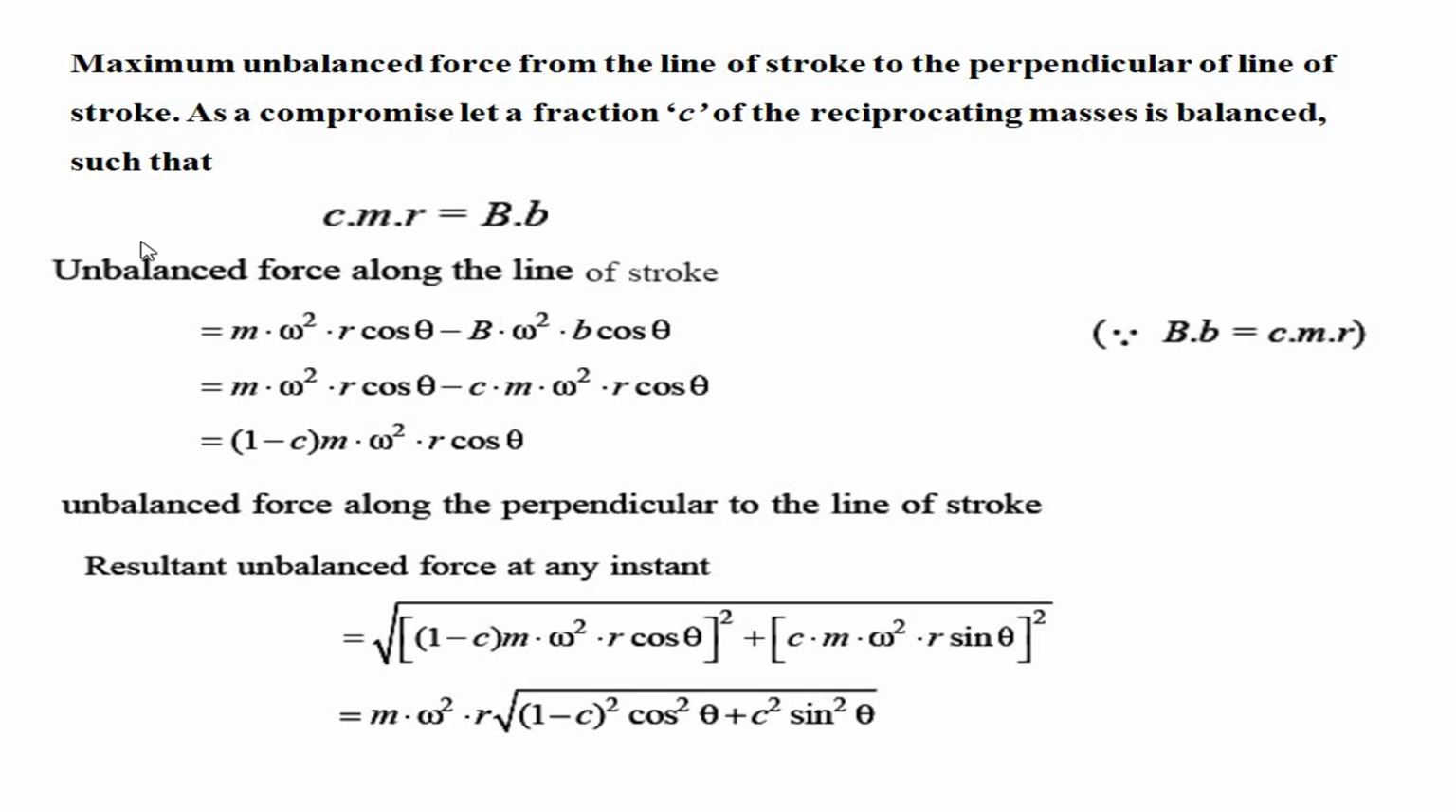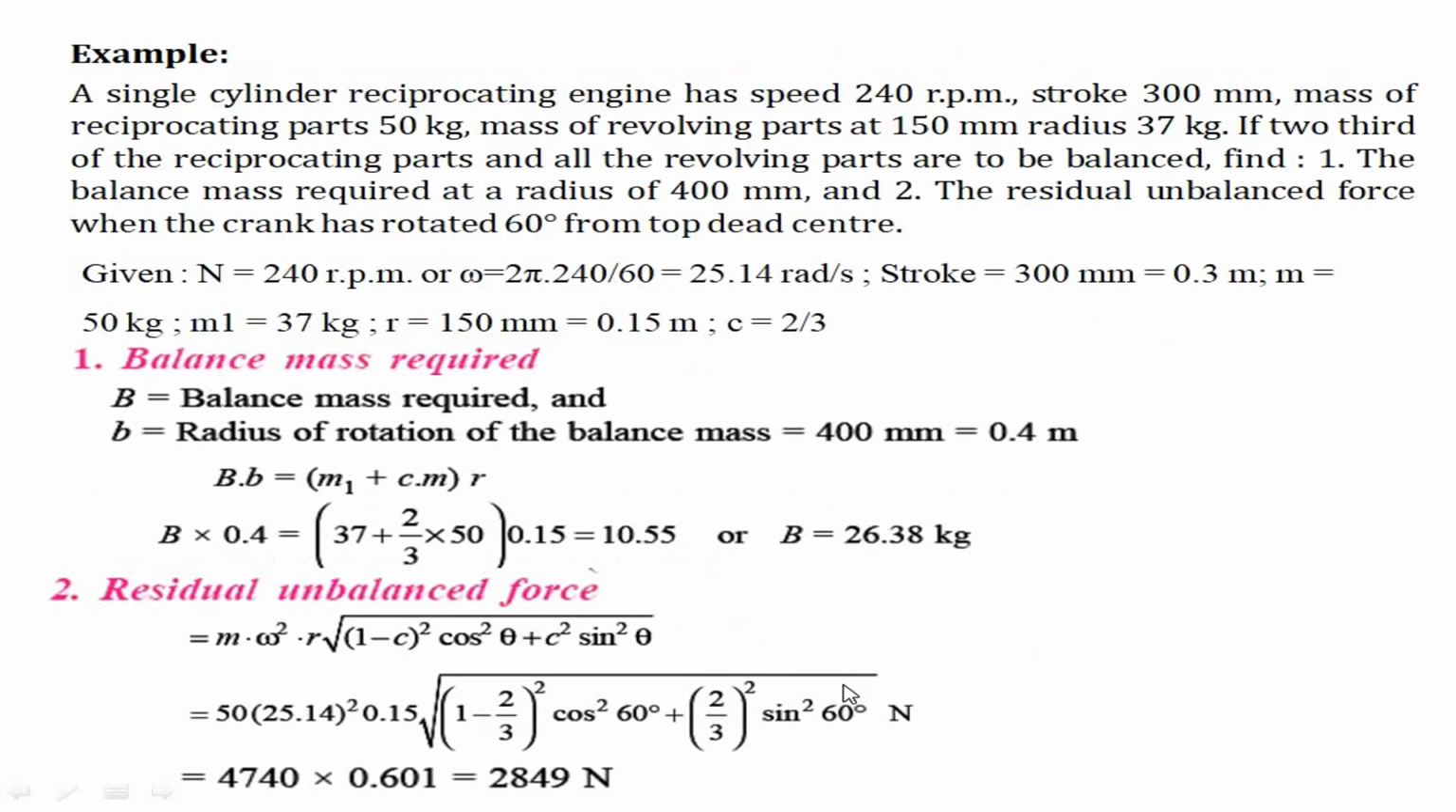Okay friends, why? Because m omega square r cos theta is acting along the line of stroke, and in the vertical direction we have b omega square b sin theta. So the resultant unbalanced force at any instant can be given by this equation: m omega square r, square root of (1 minus c) square cos square theta plus c square sin square theta.